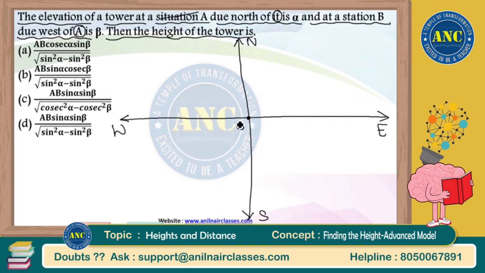Now the elevation of a tower at a station A, due north of it. That means I am standing at the origin right now, and I am keeping some tower there, and due north of it, north is nothing but here, there is a point called A. The elevation of the tower is alpha. The bottom of the tower is point O. The top of the tower, if you keep pointing towards it, from there to here, the angle of elevation is alpha. Let me take the position of the tower as OP like this.